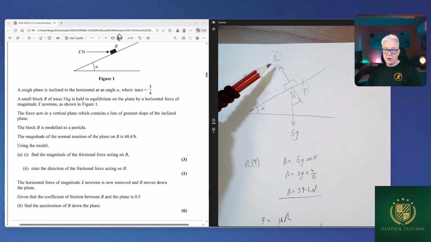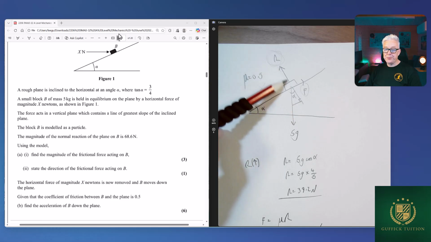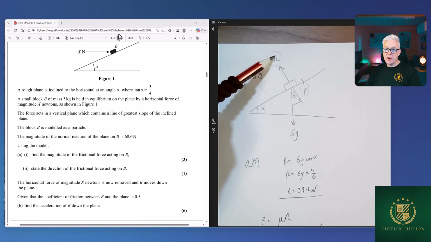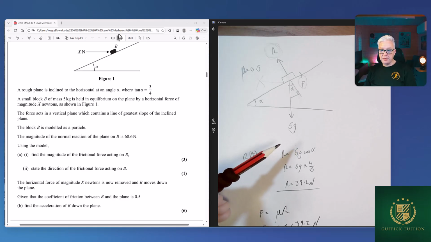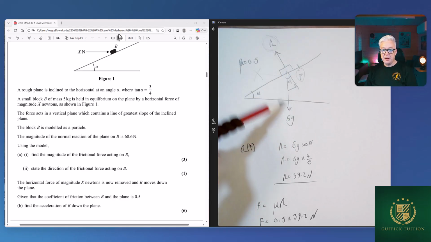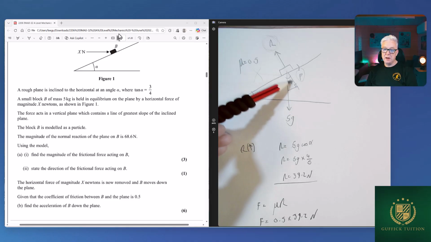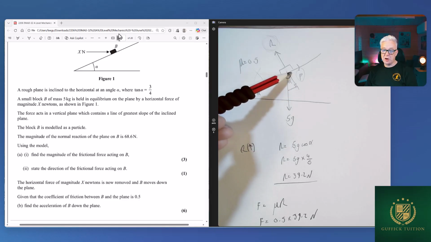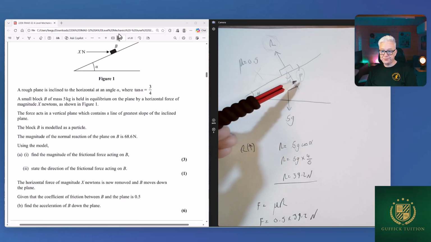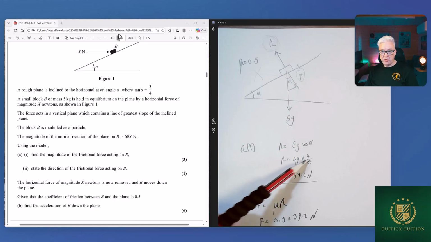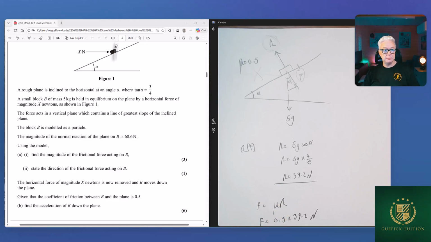So we need to resolve perpendicular to the plane again in order to find out what our new reaction force is. So resolving perpendicular to the plane, I've only got 2 forces. I've got my normal reaction and I've got the component of the weight that's acting normally, which is 5g cos alpha. So R is equal to 5g cos alpha. I know that cos alpha is 4/5, so my reaction force is 39.2 newtons.